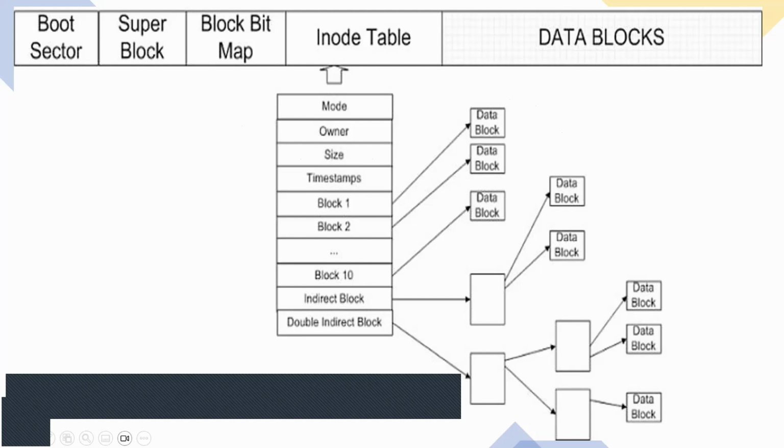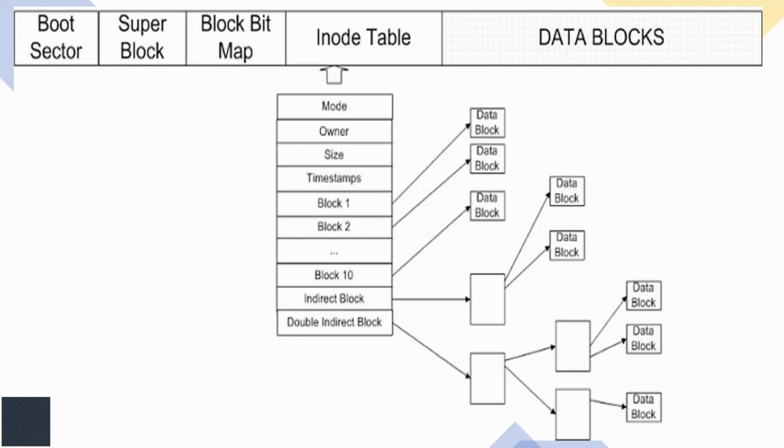Finally, we come to the data blocks. These are the actual storage areas where the contents of the files are stored. When a file is created, its data is written into these data blocks, and the inode contains pointers that link to these data blocks. All inodes contain pointers that link to the data blocks, allowing the system to retrieve the file content when required.